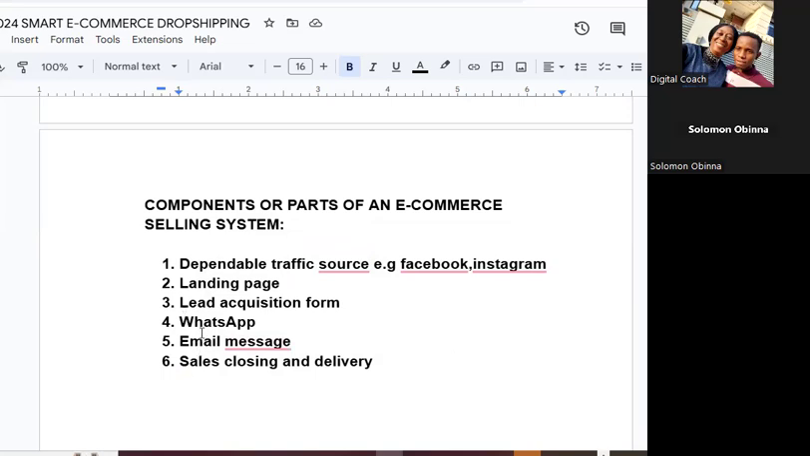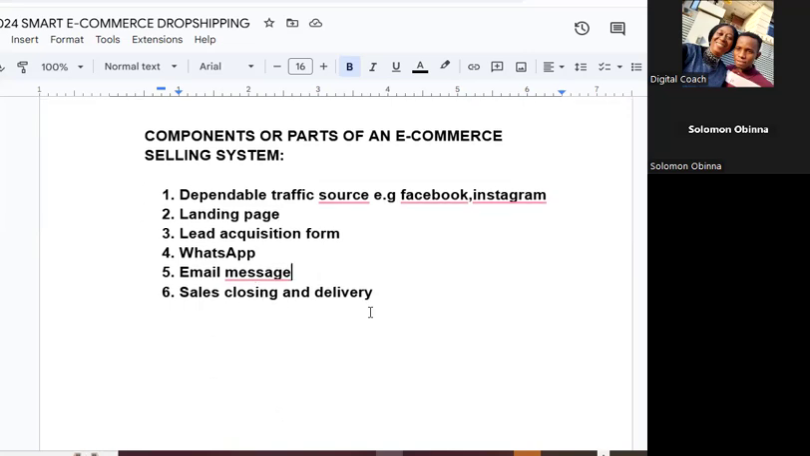You also receive an email notifying you that someone has made an order for your product. Then you can do the closing: call the person that made the order, call your delivery guy and your supplier, and then delivery takes place. So it's as simple as this. This is the key, primary component of an e-commerce selling system.